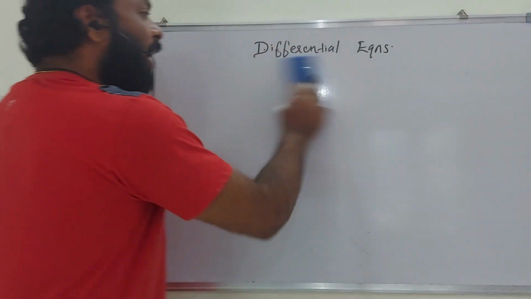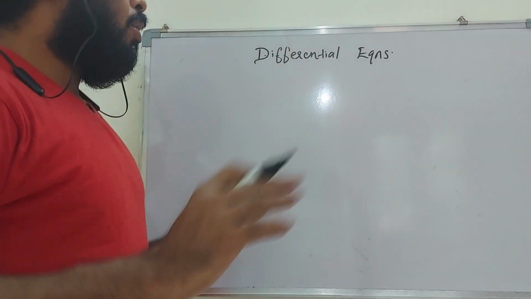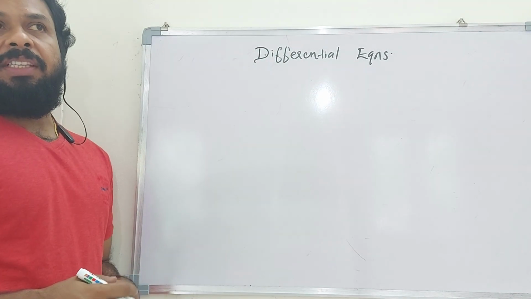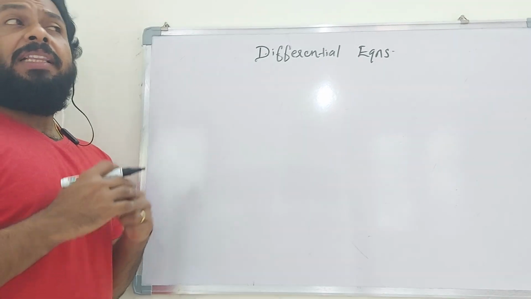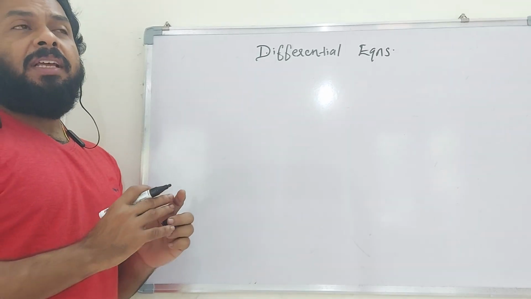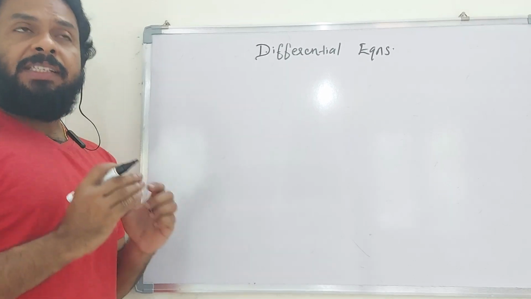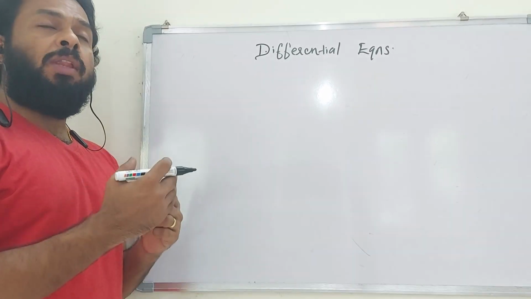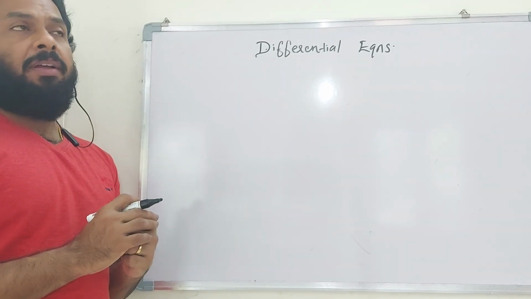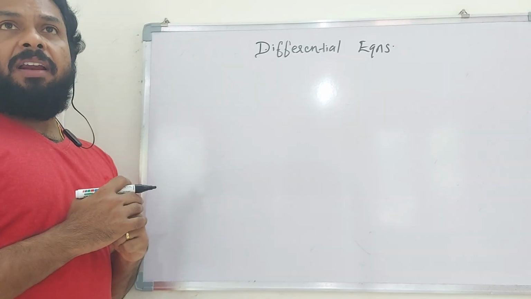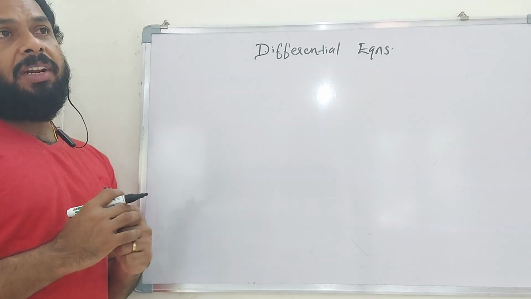So here we consider in the first module only ordinary differential equations, that is equations with only one independent variable. There may be more than one dependent variable. We need not consider that. Dependent variables can be one or more than one, but there should be only one independent variable. Okay, such equations are considered as ordinary differential equations.